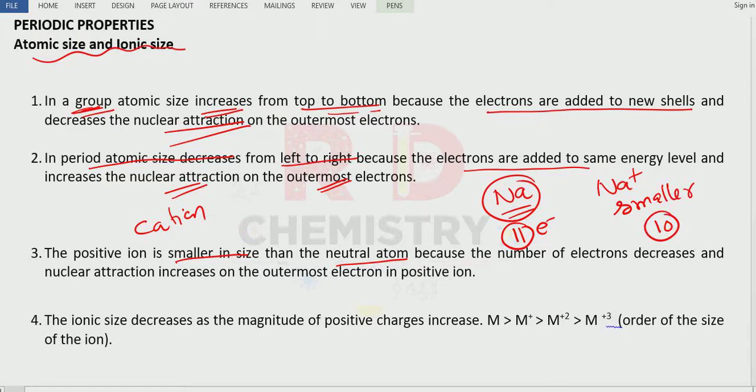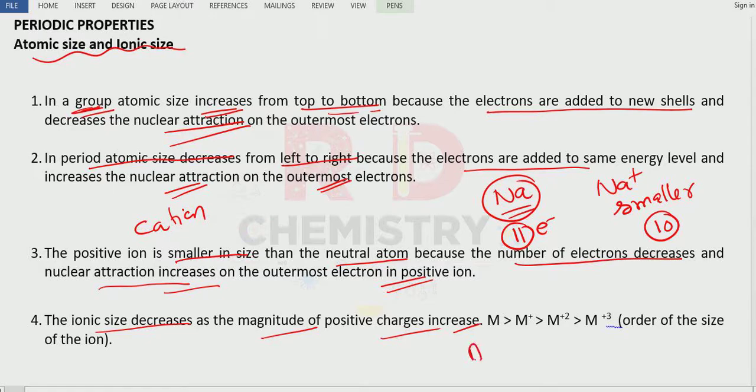One electron is removed. But from the nucleus we cannot remove the protons and neutrons, so the nucleon number remains the same. As the number of electrons decreases, attraction increases, therefore size decreases. The reason is the number of electrons decreases and the nuclear charge or attraction increases on the outermost electron in the positive ion. So I can also write: ionic size decreases as the magnitude of positive charge increases.